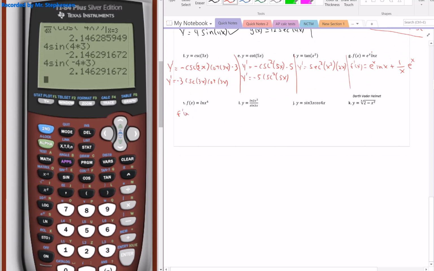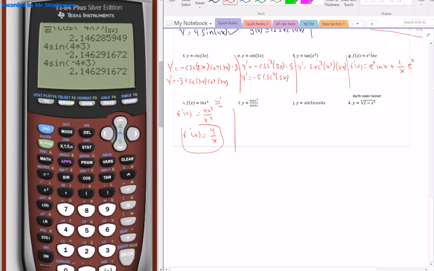This one, again, u prime over u. U prime is 4x to the third. U is x to the fourth. If you simplify, you're going to get 4 over x, right? The 3 x's cancel on the bottom, and you get this.